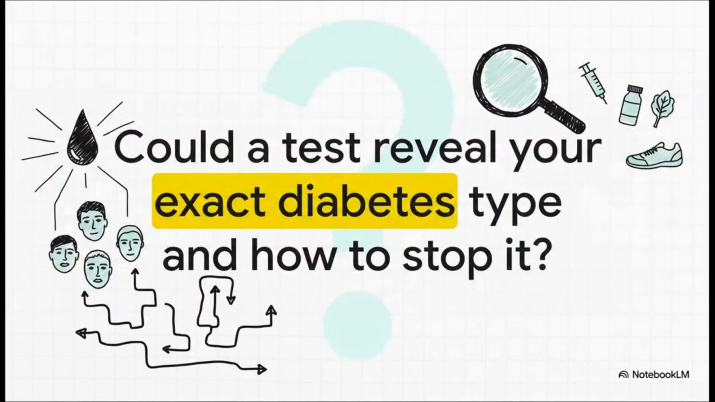So this leaves us with a really fascinating thought. We're moving way beyond a simple you have it or you don't diagnosis. Could a simple blood test, in the very near future, tell your doctor not just if you have diabetes, but exactly what kind you have, and hand them the precise roadmap to slow it down, manage it, or maybe even stop it in its tracks? That is the incredible promise of finally cracking the diabetes code.